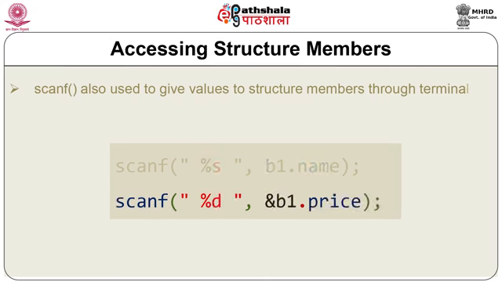Scanf %d, ampersand b1 dot price. So book 1 price. So price is given in terms of integer. In this, b1 is the structure name and price is the field name or member of the structure. So in this, you are using scanf for structure members.